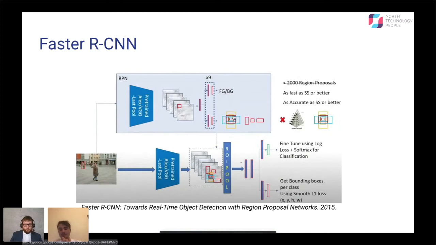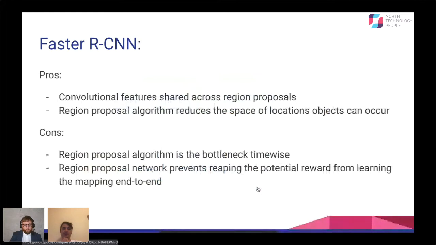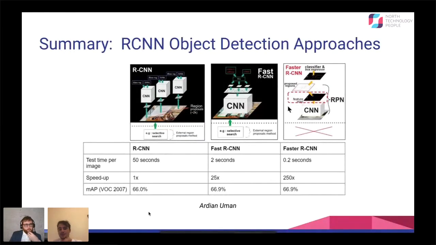And then those region proposals are yet again projected onto the features that are generated by feeding the entire image to the convolutional neural network. Then we do the same ROI pooling to get representations of each of the region proposals, and we do the classification and refine the bounding box just like previously. So the pros are that we're learning the mapping instead of using this selective search algorithm, and it's also a lot computationally faster.